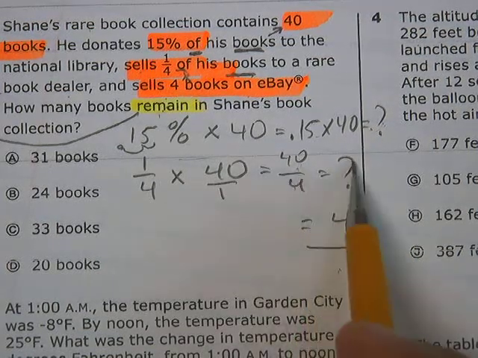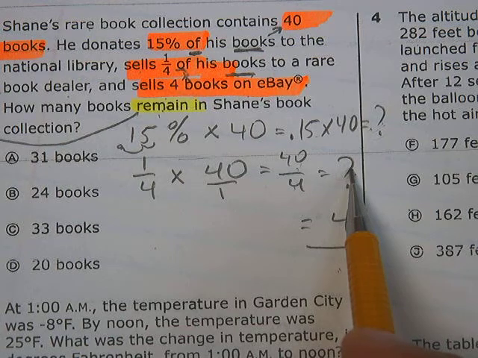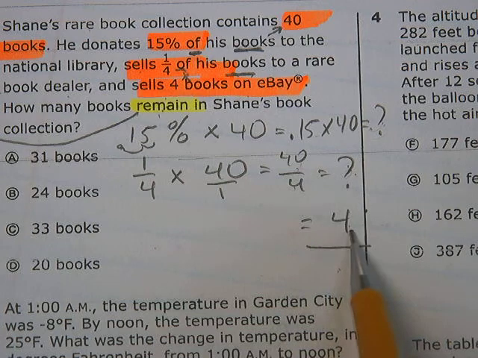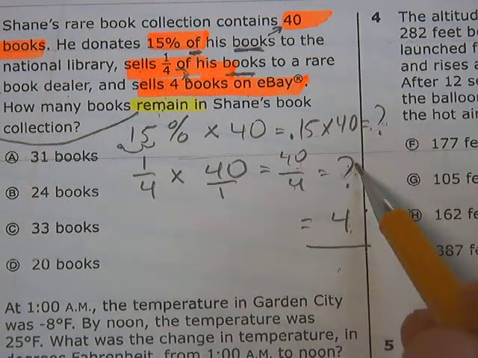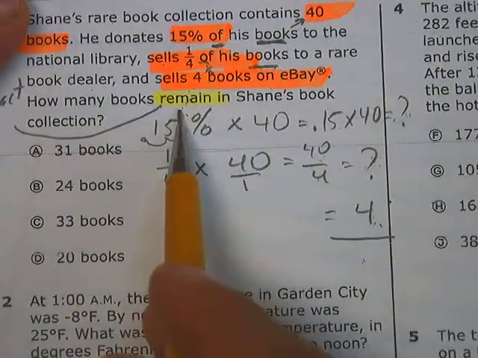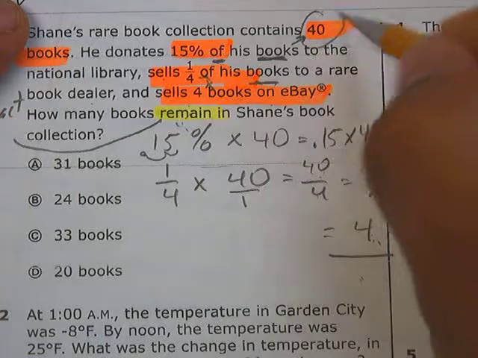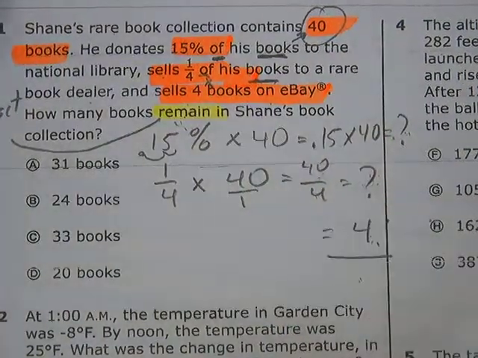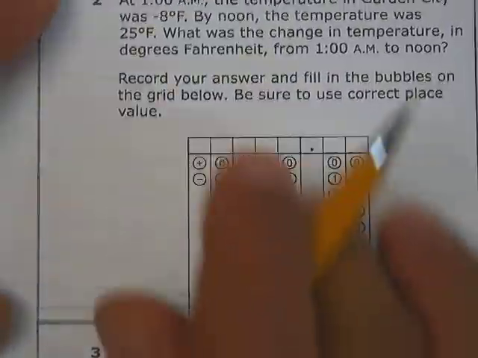This is the books he donated. Do this. That's the books he sold to a rare book dealer. And 4 is what he sold on eBay. This plus that will give you how many books he got rid of. And then you can find out how many he has left from his original 40. Okay, so you can figure that one out.